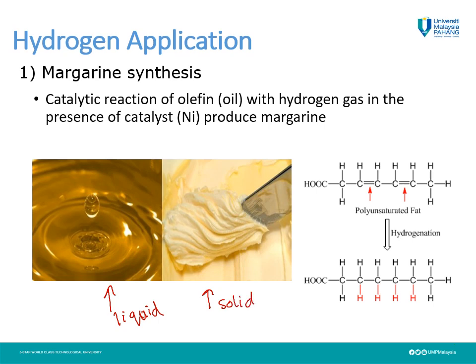So what happens is that the polyunsaturated fat contained in oil will undergo the hydrogenation reaction. The double bond will be added with hydrogen to form the saturated fat. So here it is in liquid form, this one in solid form.